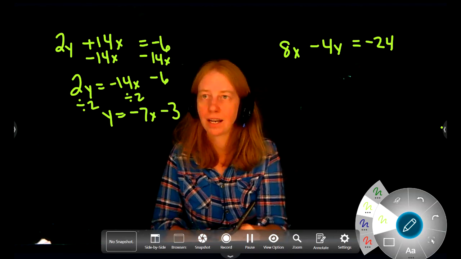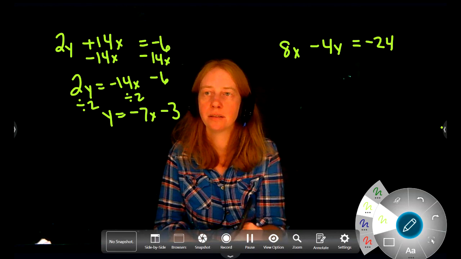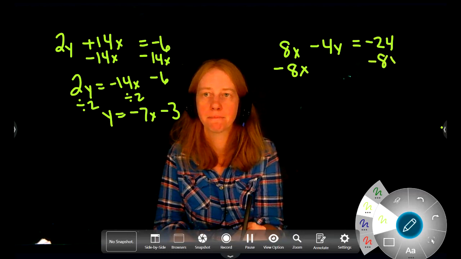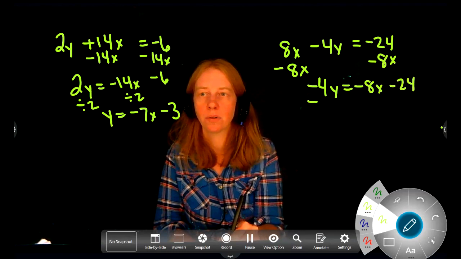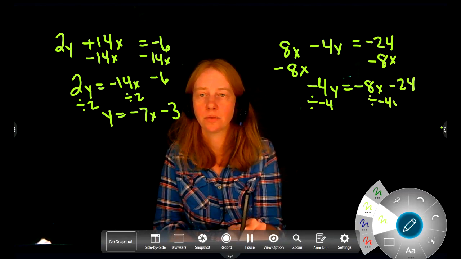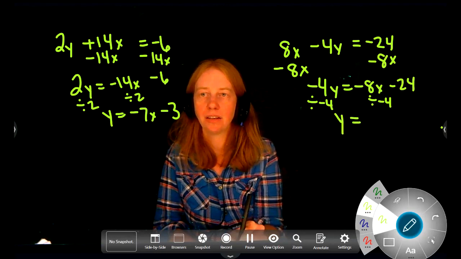Okay, so now on the other side, we have this mess. We need to get the y by itself. So we want to go minus 8x on both sides. And now we have negative 4y equals negative 8x minus 24. We're going to divide by negative 4 on both sides. So we have y equals negative 8 divided by negative 4 is positive 2x. Negative 24 divided by negative 4 is positive 6.